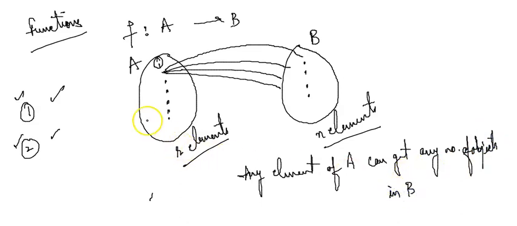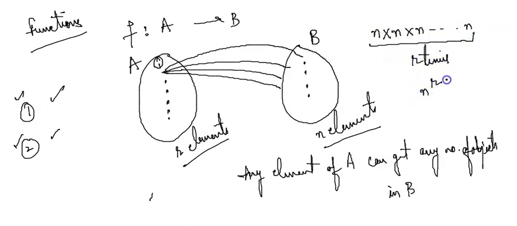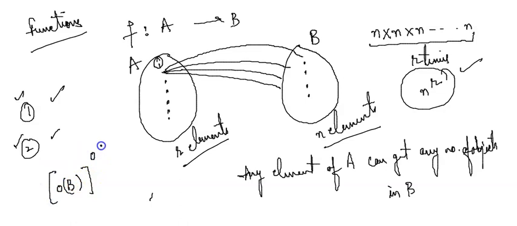So that means this first element can have all possible images. For the first it can have n images possible, for the second also n, for the third also n, and so on up to, how many times? r times. So we can say that the total number of functions will be n to the power r. In general, the total number of functions will be equal to order of B raised to the power order of A.